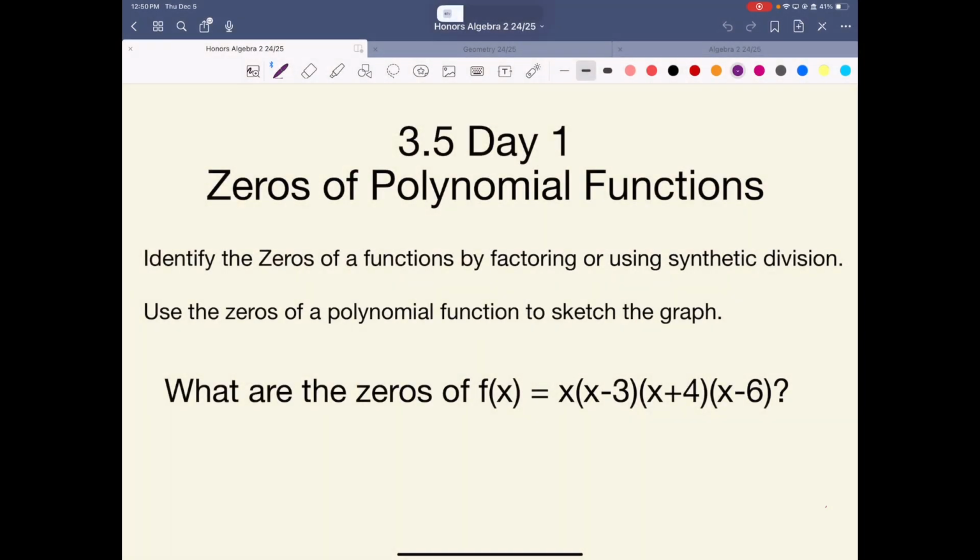All right, so today we're going down to section 3.5. So we went from 3.3 to 3.5, which makes all the sense in the world. We're going to find the zeros of polynomial functions. That's section 3.5 in general.